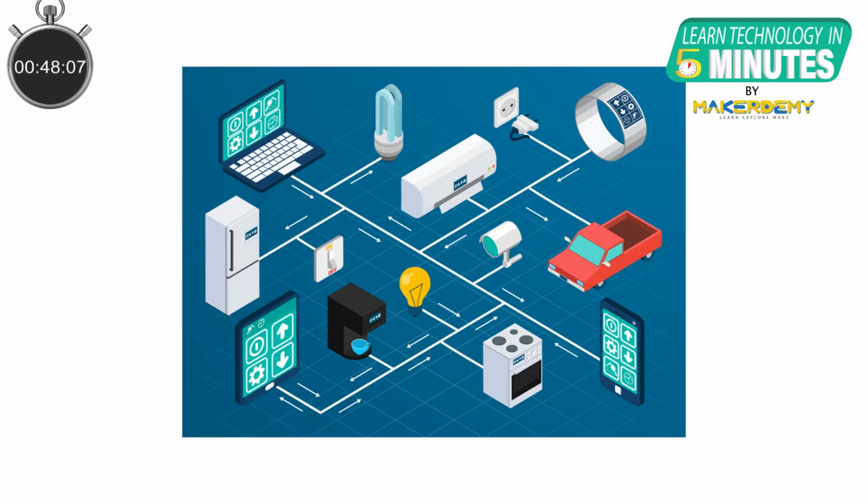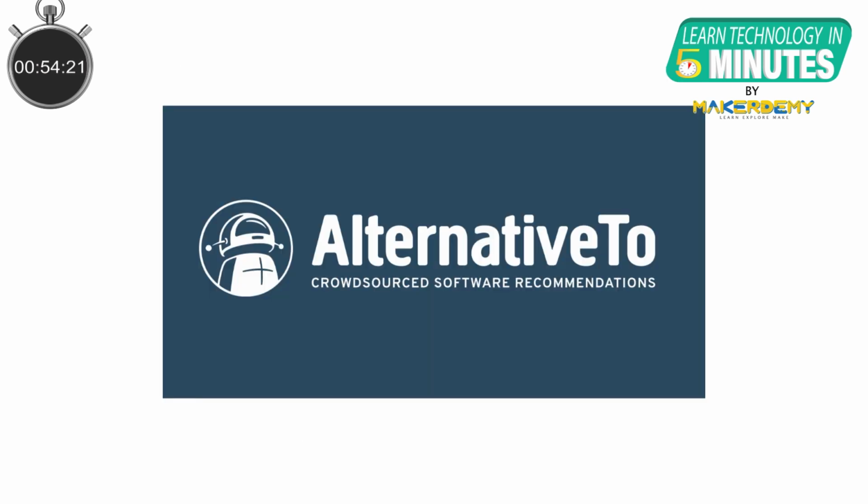There is official support for 314 add-ons and over 2500 things or smart devices. OpenHAB is also recognized as the best home automation platform by Alternative 2, a popular software recommendation website.